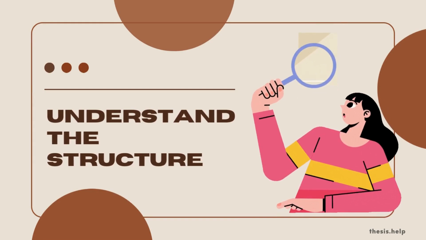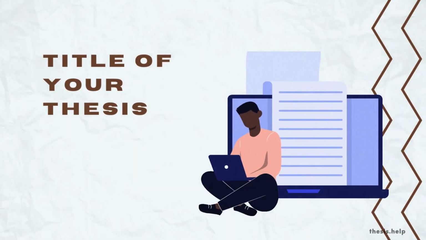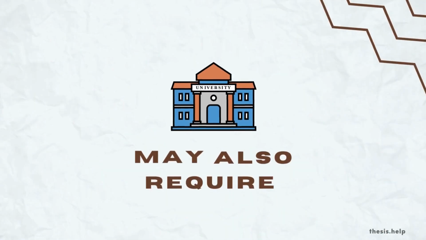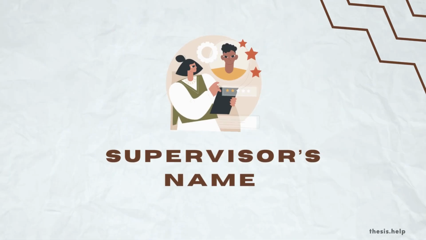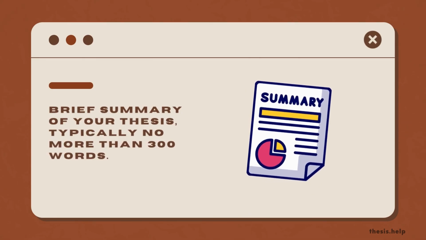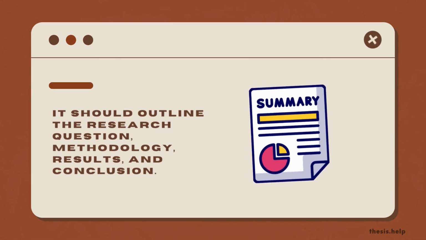Step 2. Understand the structure. Most universities will outline a specific structure that your thesis must follow. This generally includes 1. Title page. This is where you include the title of your thesis, your name, your department, and the date of submission. Some universities may also require the inclusion of your supervisor's name and the university logo. 2. Abstract. The abstract is a brief summary of your thesis, typically no more than 300 words. It should outline the research question, methodology, research, and conclusion.